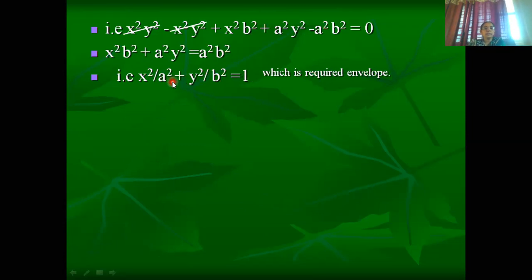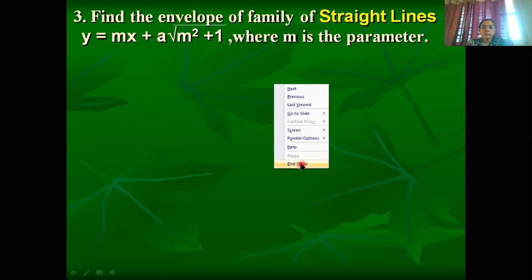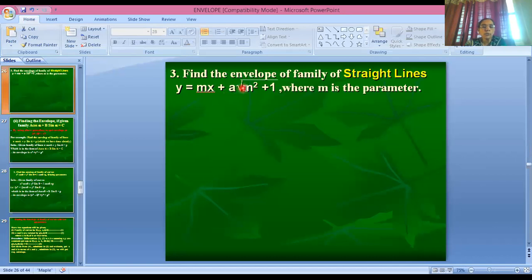For this straight line, if you go on drawing the lines of that type with different values of m, you get a collection of lines, and the point of intersection of all those lines traces another curve, in the form of an ellipse. So this is the required envelope. Similarly, I hope you can do the envelope of the family of lines y = mx + a√(m² + 1), the same as the previous example where m is the parameter.